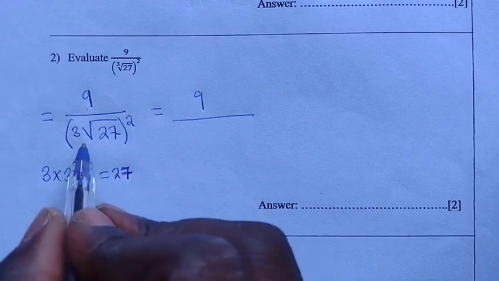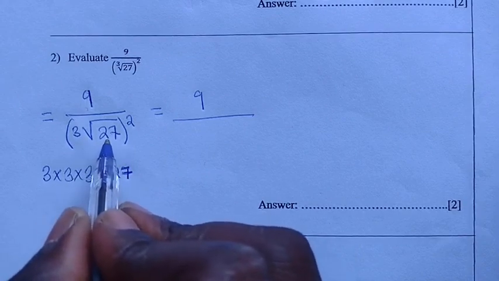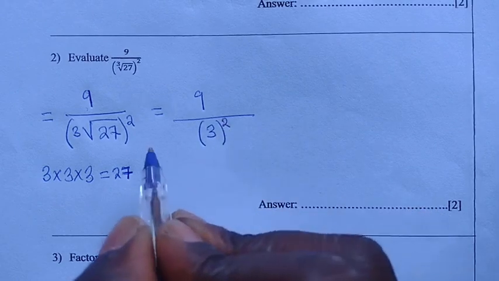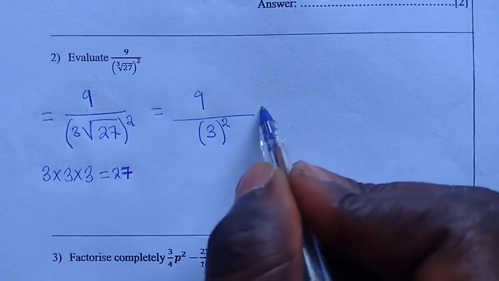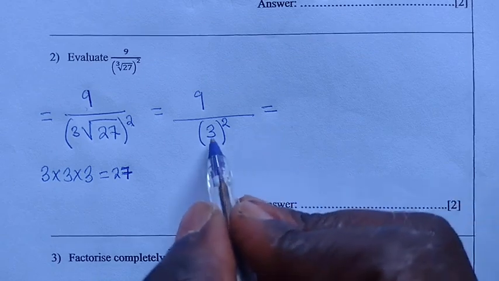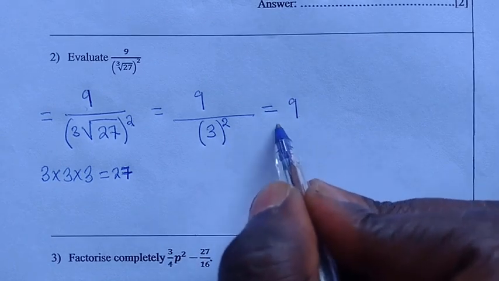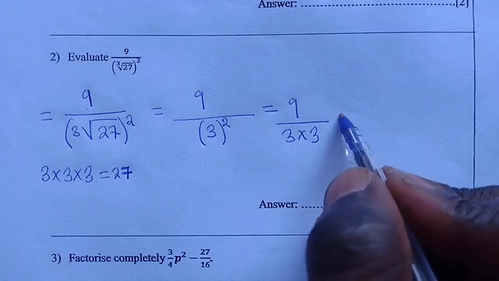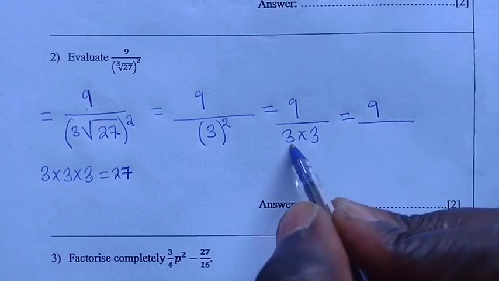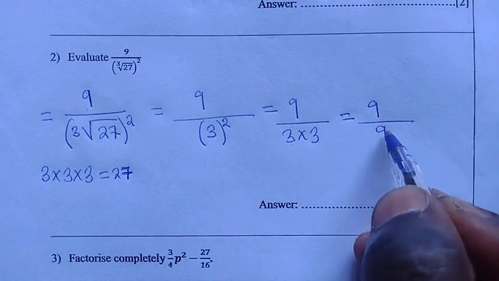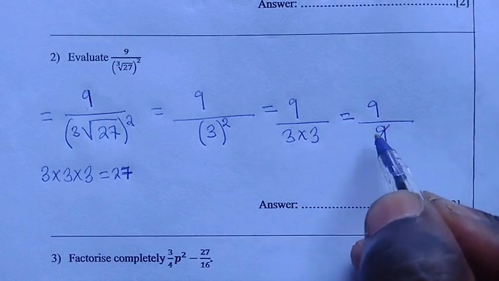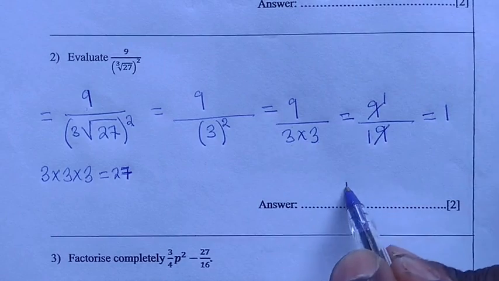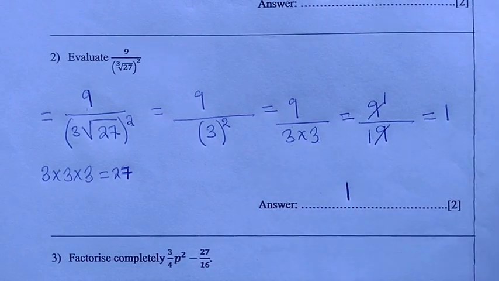A 3. So here in the brackets where we have third root of 27, we are just going to write 3 across square because it was squared right here. Then from here, 3 squared means 3 times 3. So this is 9 over 3 times 3. This will give us 9. So here we can simplify where we just say 9 here 1, 9 here 1. 1 into 1 to give us 1. So the final answer is just a 1.